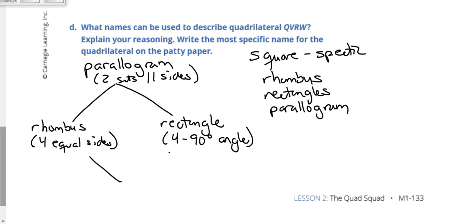And then comes down here, these 2, rhombus and rectangle, together make a square. Okay? Where it has all the properties of a rhombus, all the properties of a rectangle, all the properties of a parallelogram. So 4 equal sides, or 4 90-degree angles, and 4 equal sides.